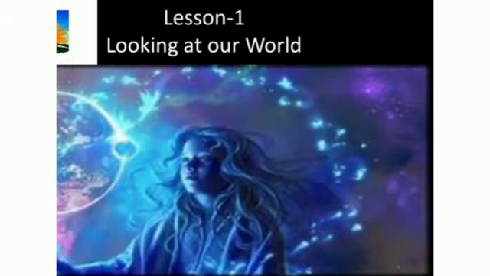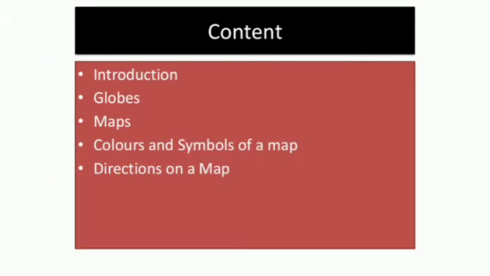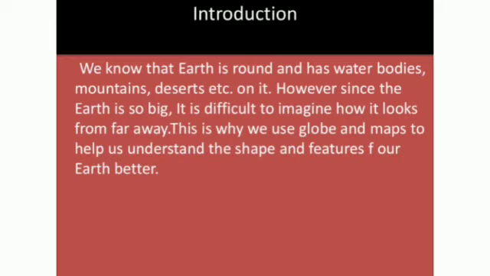So now we'll be starting with our chapter. What we'll be covering in this chapter is globes, maps, colors and symbols of a map, and directions on a map.